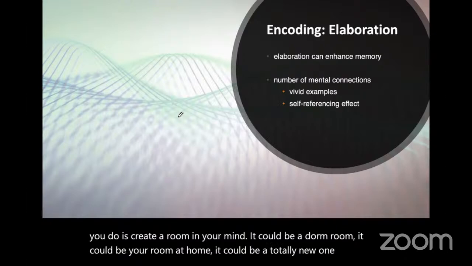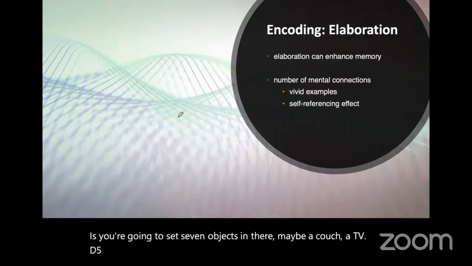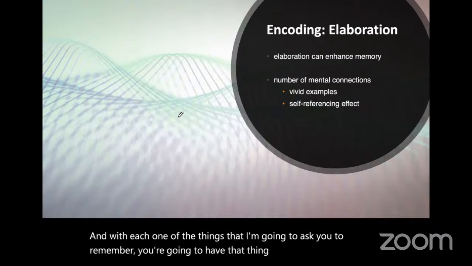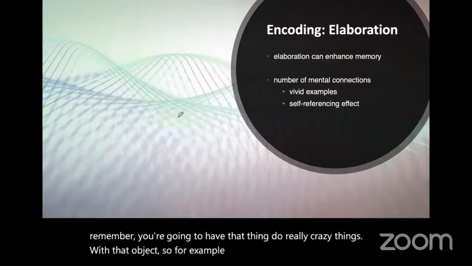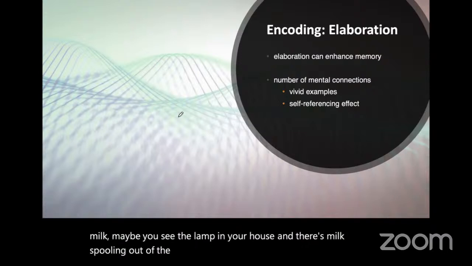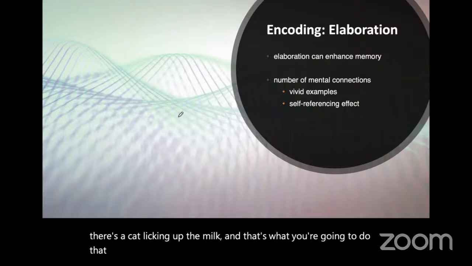What you're going to do is set 7 objects in there, maybe a couch, a TV, a PS5, a plant. And with each of the things that I'm going to ask you to remember, you're going to have that thing do really crazy things with that object. So for example, if I ask you to remember a gallon of milk, maybe you see the lamp in your house and there's milk spewing out of the little ends and fringes of the lamp, and there's a cat licking up the milk. That's the elaboration process to remember.